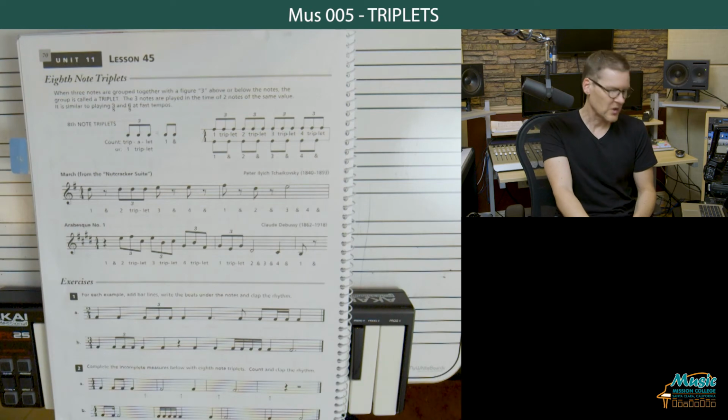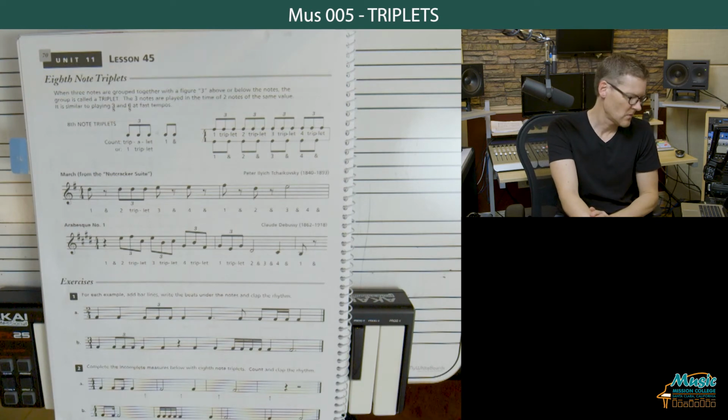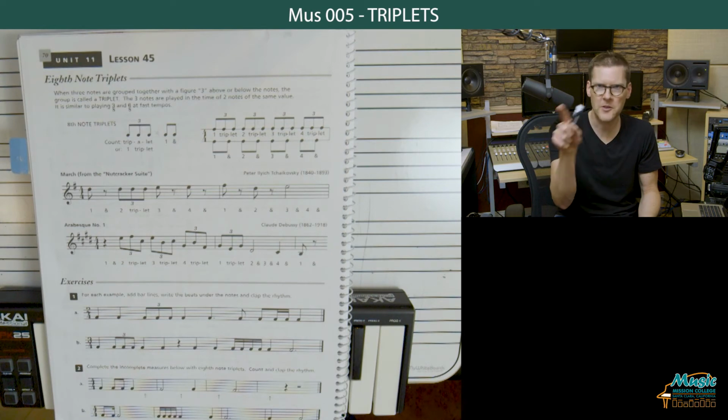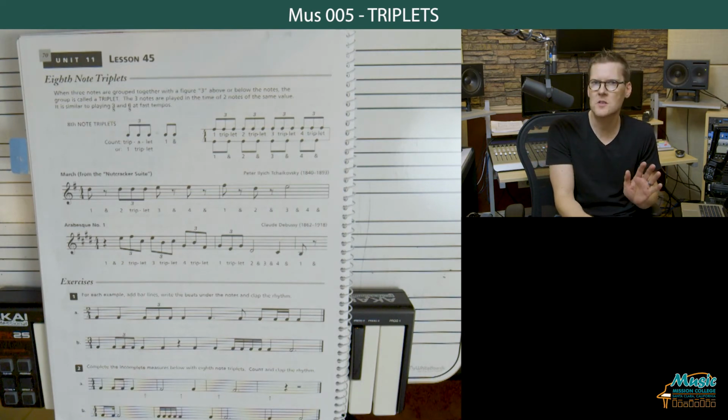Okay, finally, just to confuse you, we learn about the triplet. So we just did a whole lesson on 3/8 time, 6/8 time, where we had 3 eighth notes in a bar and we counted them 1, 2, 3. So this is not that.